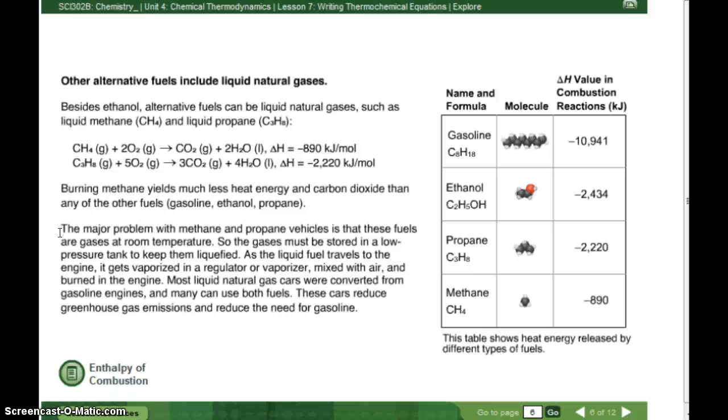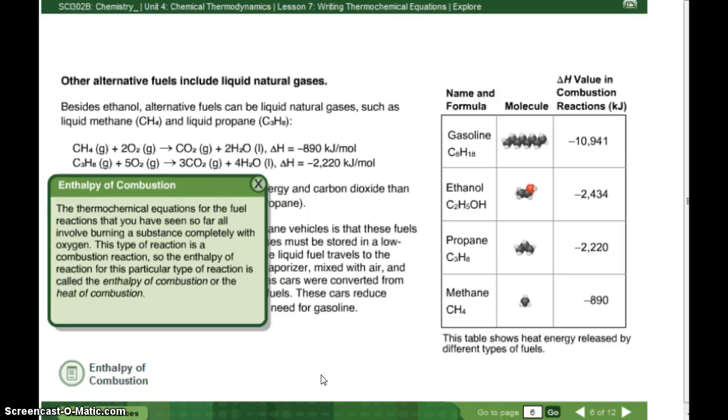As the liquid fuel travels to the engine, it gets vaporized in a regulator or vaporizer, mixed with air, and burned in the engine. Most liquid natural gas cars were converted from gasoline engines, and many can use both fuels. These cars reduce greenhouse gas emissions and reduce the need for gasoline. So again, we have the name of our gasolines and the formula, and you can see the delta H value in combustion reactions, or what a huge difference in heat being given off. This table shows heat energy released by different types of fuel.